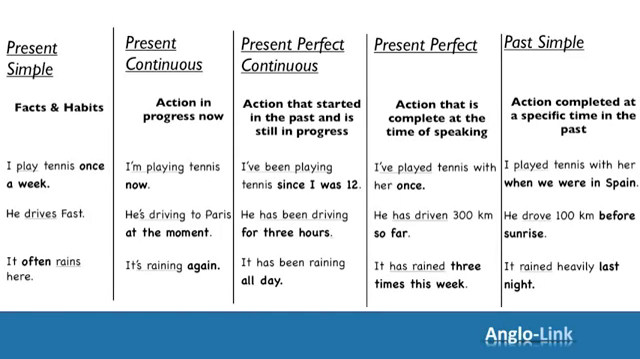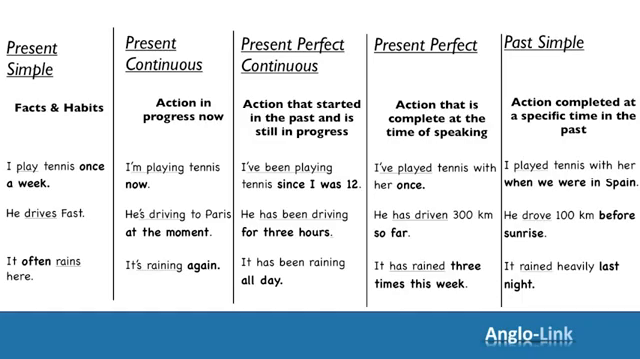So, remember present simple was to speak about facts and habits. I play tennis once a week. He drives fast. It often rains here. And then we looked at present continuous, which indicates an action which is in progress now. I'm playing tennis now. He's driving to Paris at the moment. It's raining again.